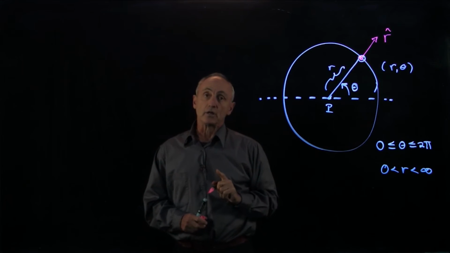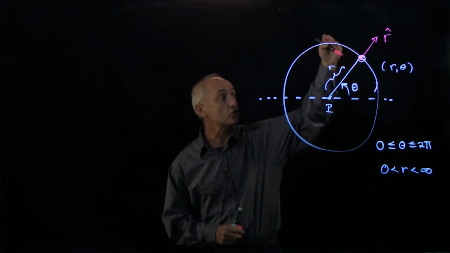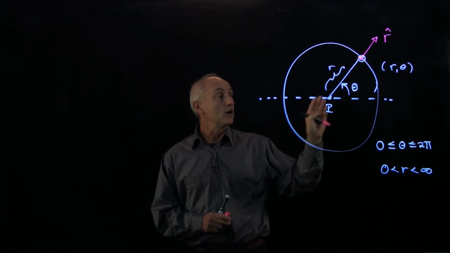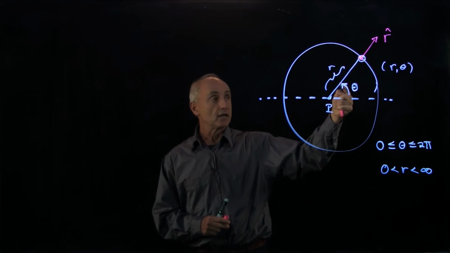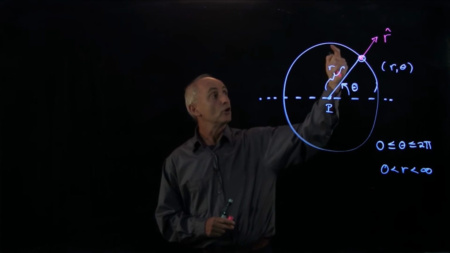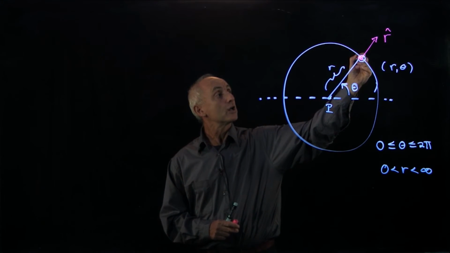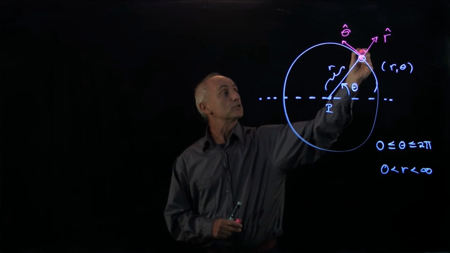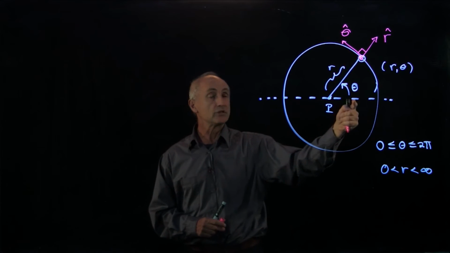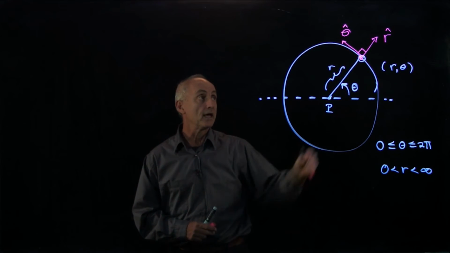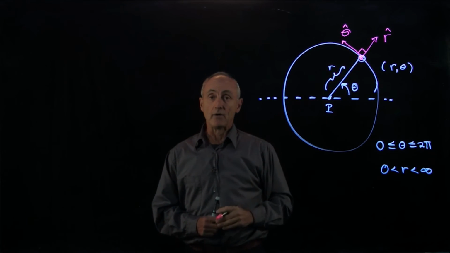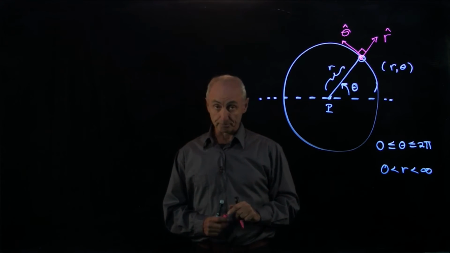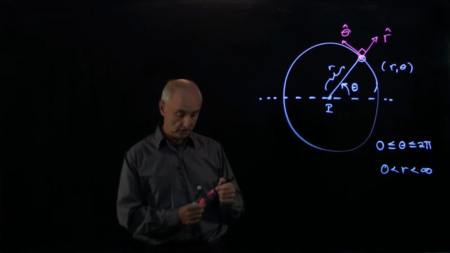What about the theta direction, tangential to the circle in this particular case? Because theta is increasing in this direction, we choose our tangential unit vector, which we're going to call theta hat, which is at right angles to r hat, to point in the direction of increasing theta. And so at this point, we now have a set of unit vectors. Now, one has to be very careful in polar coordinates for the following reason.